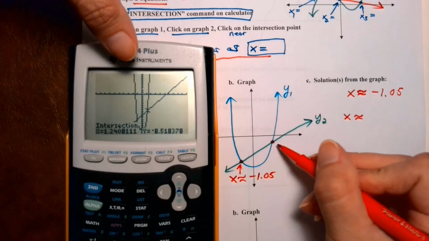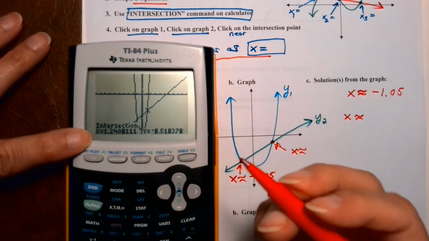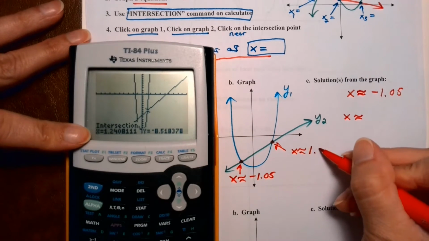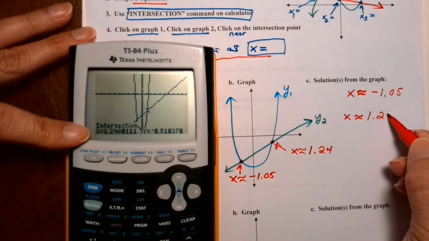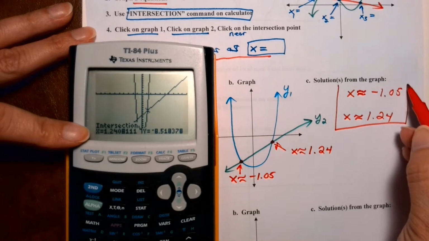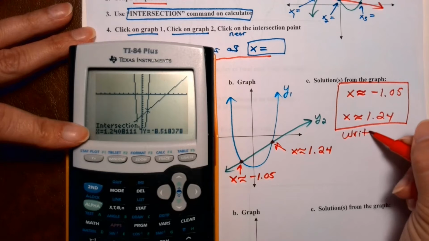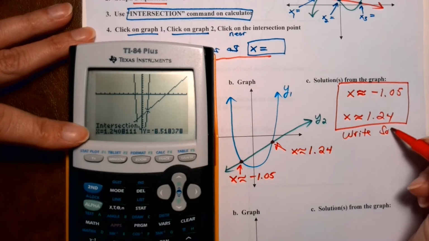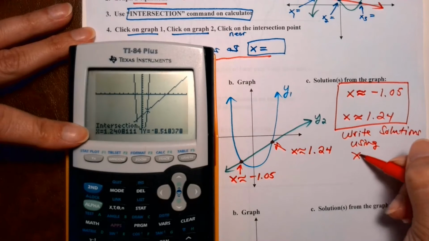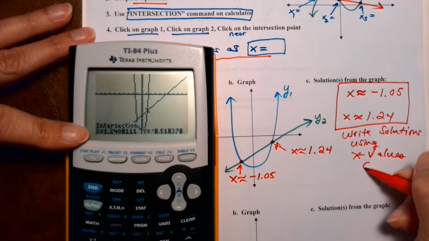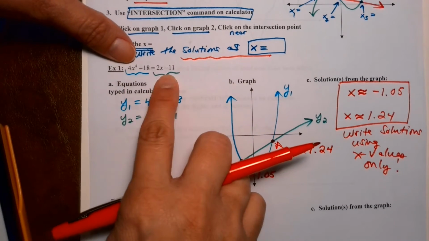and the solution right there, x is approximately, let's round it nicely to 2 decimals. We're always going to use 2 decimals in this class, 1.24. Okay, so there's the 2 solutions for this equation. Okay, and we're going to write the solutions using x values only. X values only. There are no y's in this original equation.